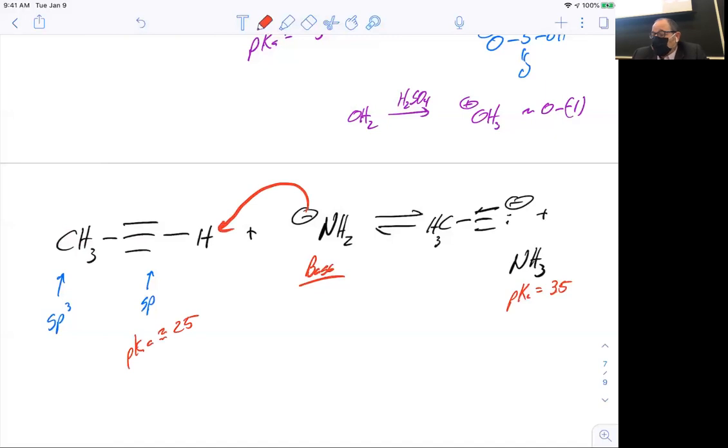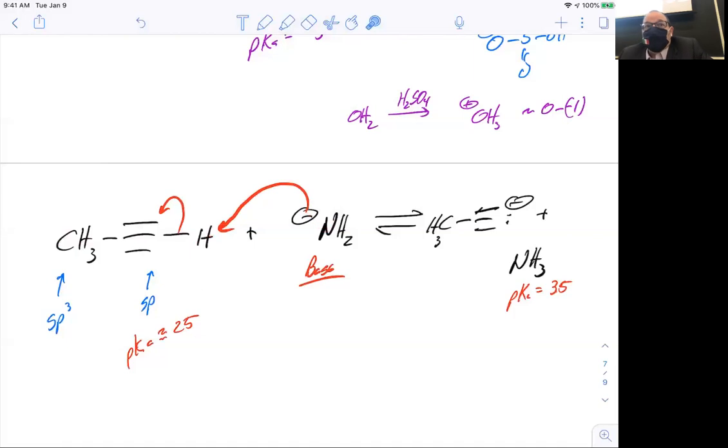Drawing the arrows, we're going to draw from the anion, the negative, to the proton, and then the electrons can go back to the carbon. Now it gave us the product, so now we just need to verify. Okay, I've made a bond between the nitrogen and the hydrogen. That's what this arrow means. I'm making a bond between here.